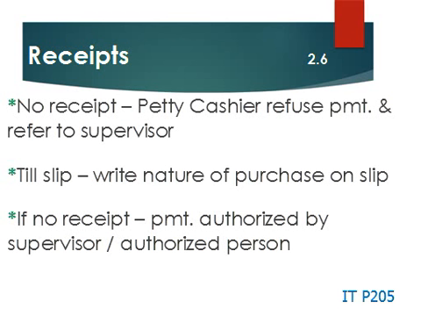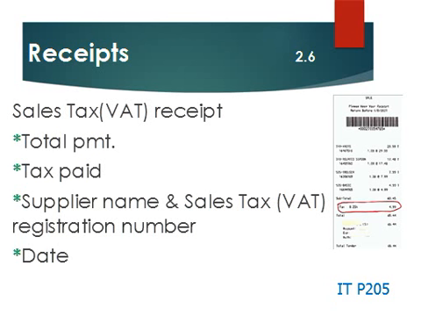If the receipt is a till slip with only the name of the supplier and the amount of the payment on it, and no description of what the payment was for, the nature of the purchase needs to be written on the slip. But if no receipt is possible, the payment needs to be authorized by a supervisor or another authorized person.